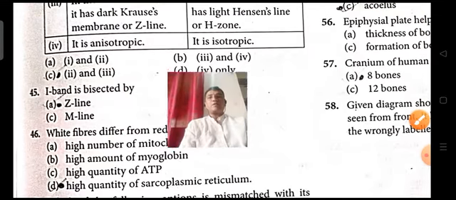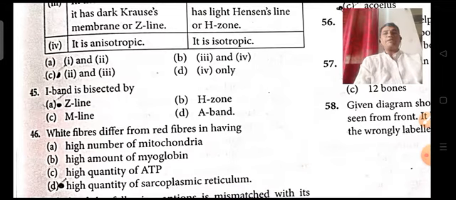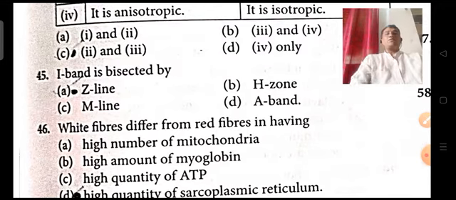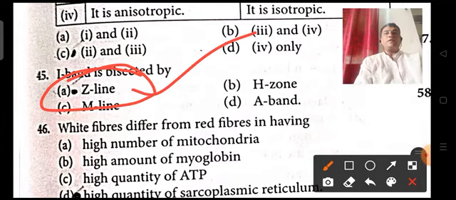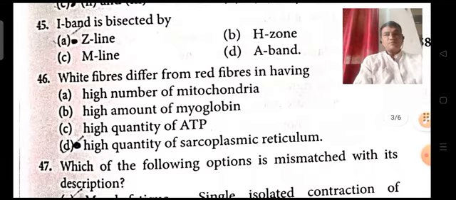Next, the I band is bisected by... you already know that between the two Z lines the sarcomere is present. The Z line is in the middle of the I band, so the answer for this question is Z line. The I band is bisected by the Z line.